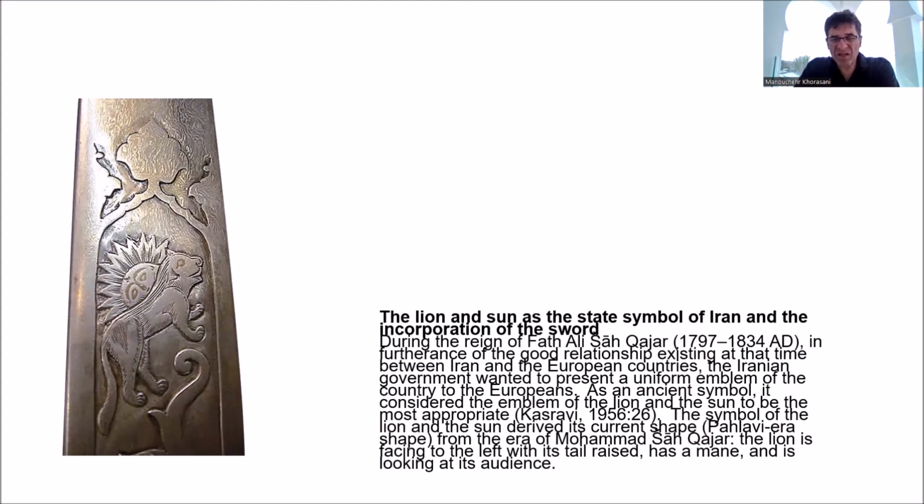The symbol of the lion and the sun derived its current shape, the Pahlavi era shape, from the era of Muhammad Shah Qajar. The lion is facing to the left with its tail raised, and it's looking at its audience. The mane is like a feature of an African lion, not an Asian lion. That's very interesting to see at this transfer. Here is one from the Safavid period. You see it doesn't have a mane like the African mane.